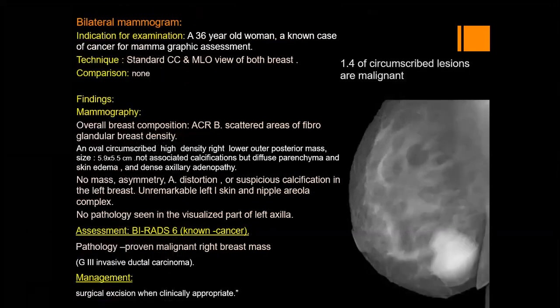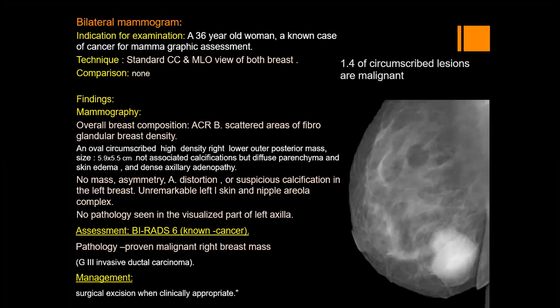This is also my patient. A bilateral mammogram, indication: 36-year-old woman, known case of cancer, for mammographic assessment. So, since it is a known case, it will be 6. It will be 6. Technique: standard CC and MLO. Comparison: none, no previous. Findings, overall breast composition, ACR B, scattered areas of fibroglandular density. The other is not shown here.